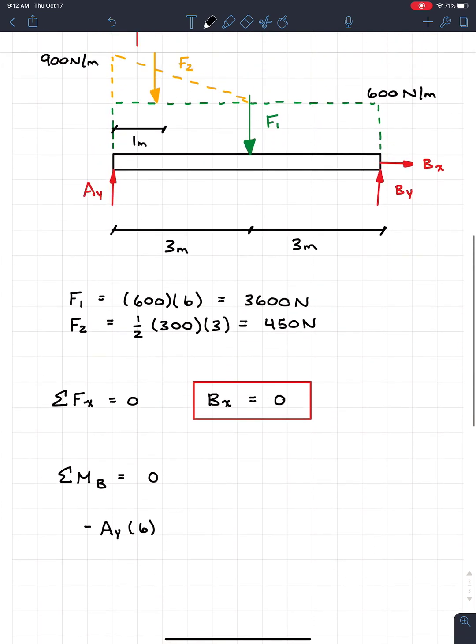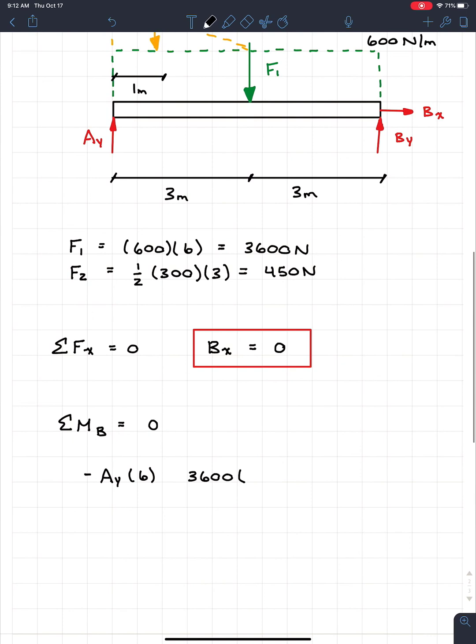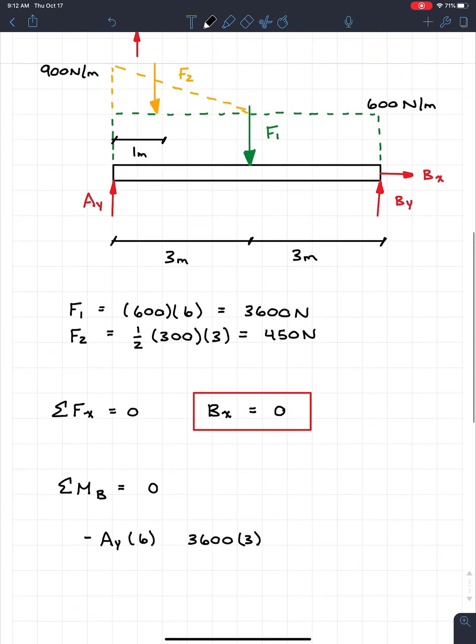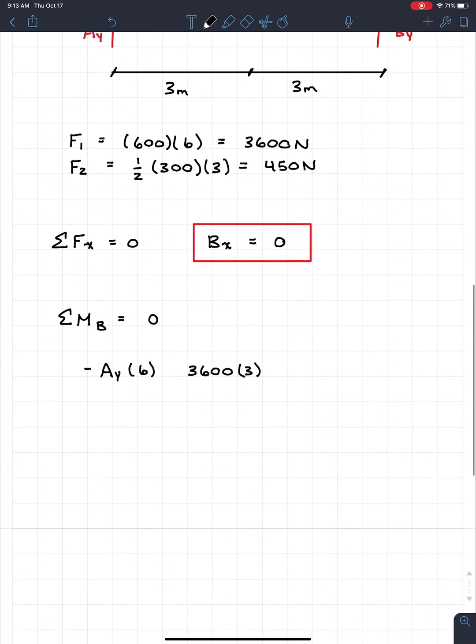We can move on. Well, we got F1, so we got 3,600 newtons. So 3,600. And the perpendicular distance to B, we already see as 3 meters, so that's nice and easy. Put 3. And then again, is this going to be a positive or a negative moment? So if I hold my pencil at B and press downwards, we see it starts creating that counterclockwise rotation. So we know this one's going to be positive.